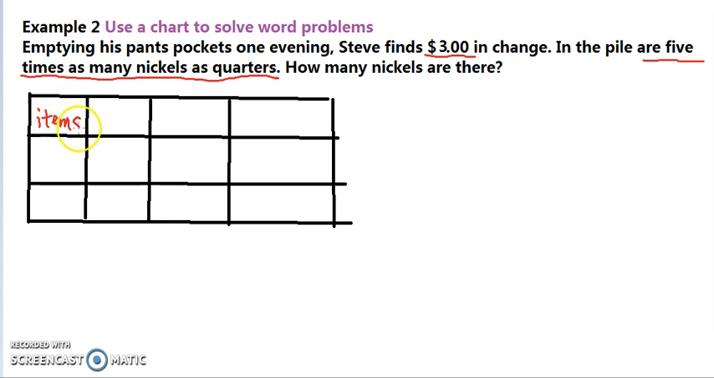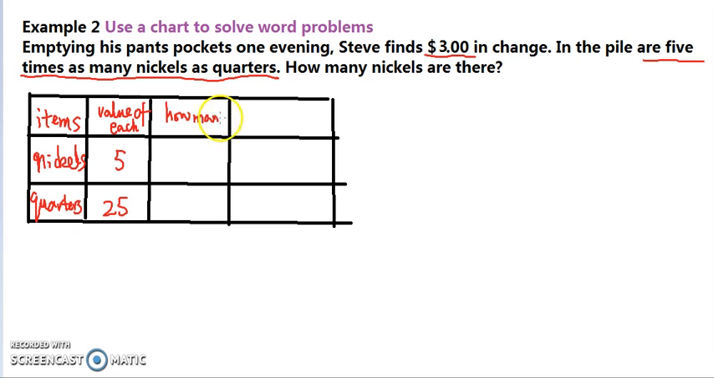So first we still do a chart, and we have two different items. One is nickels. The other is quarters. Next we're going to write down the value of each. The value of each nickel is 5 cents, and the value of each quarter is 25 cents. And next we're going to write down the quantity.